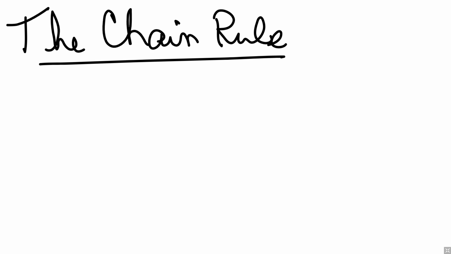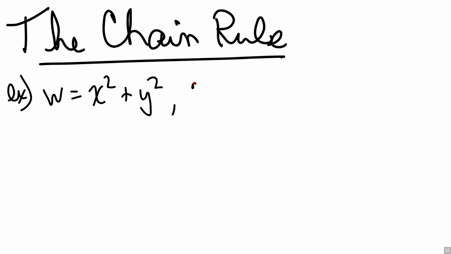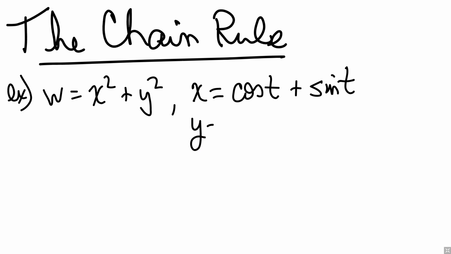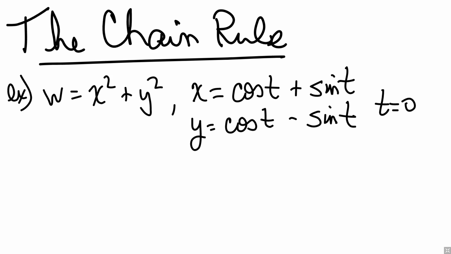All right, so let me switch back to my other page so we can go through the examples. The first example we have is this. We have that w is equal to x squared plus y squared. We're told that x is equal to the cosine of t plus the sine of t, that y is equal to the cosine of t minus the sine of t, and that t is equal to 0.